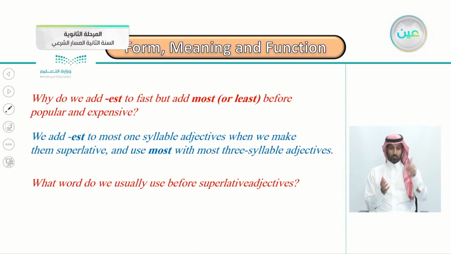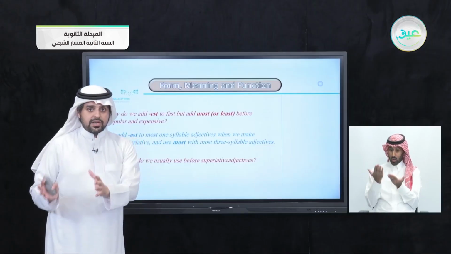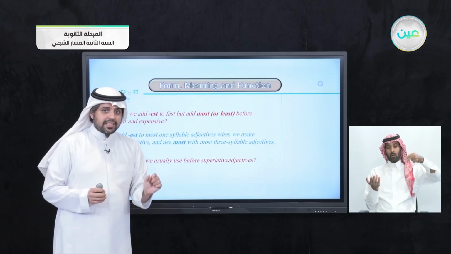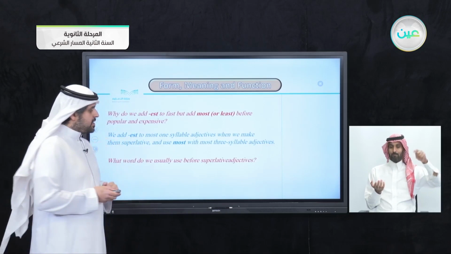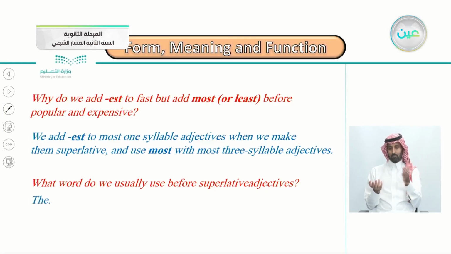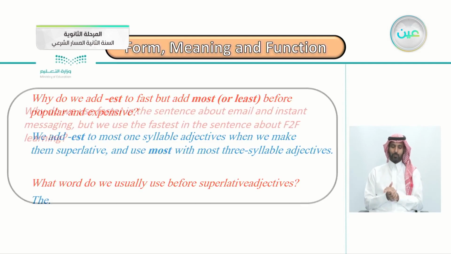Second question, what word do we usually use before superlative adjectives? Before we write the superlative adjective, we have to write just a small word before it. What is it? That's correct. It's the word the. The fastest, the slowest, and so on.